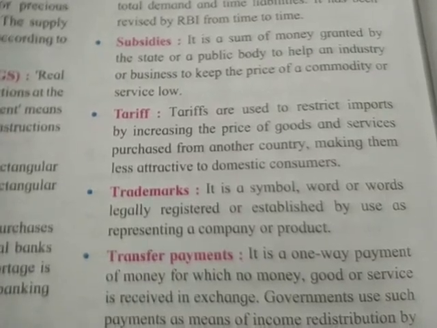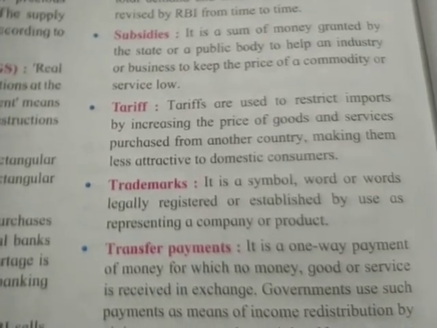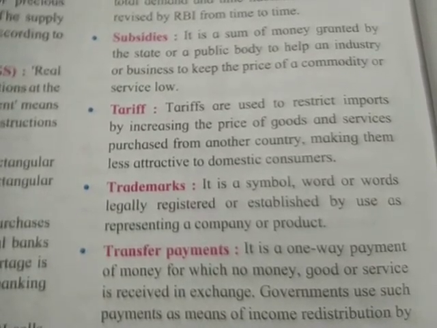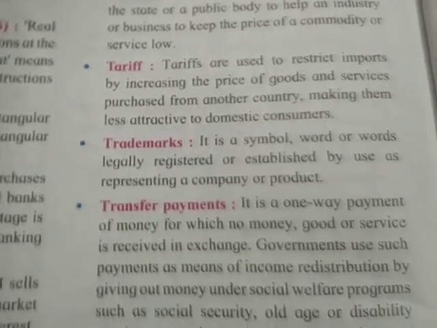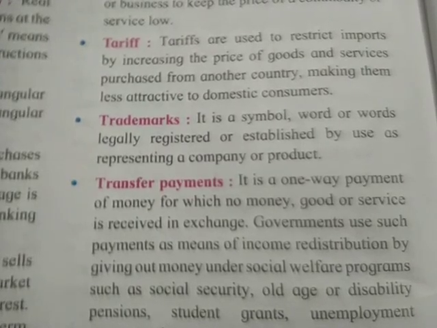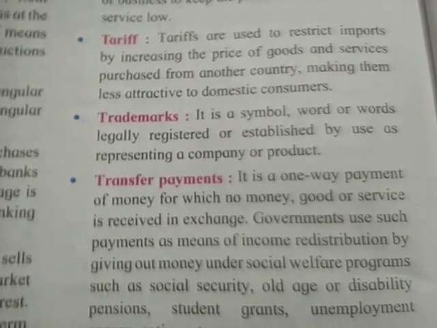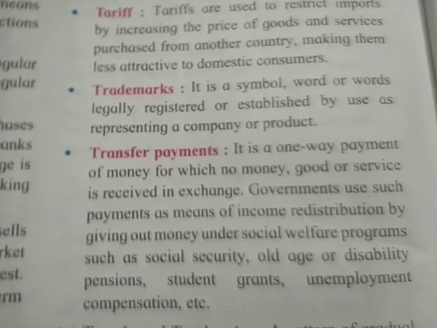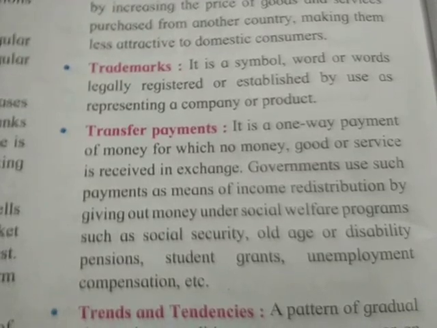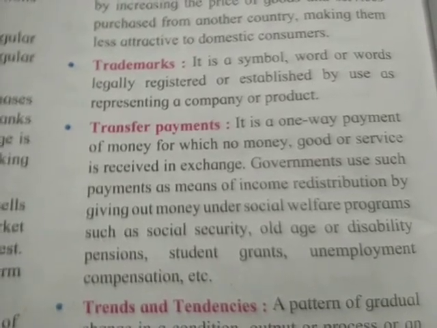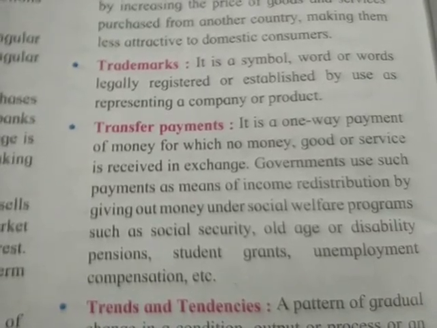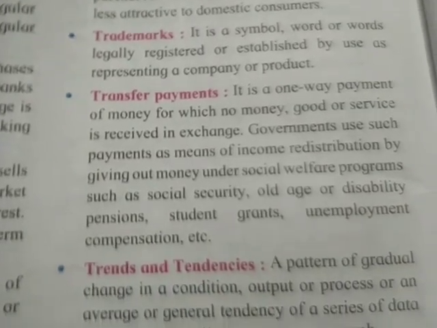Subsidies. It is a sum of money granted by the state or a public body to keep an industry or business to keep the price of a commodity or service low. Tariff. Tariffs are used to restrict imports by increasing the price of goods and services purchased from another country, making them less attractive to domestic consumers. Trademarks. It is a symbol, word or words legally registered or established by use as representing a company or product.